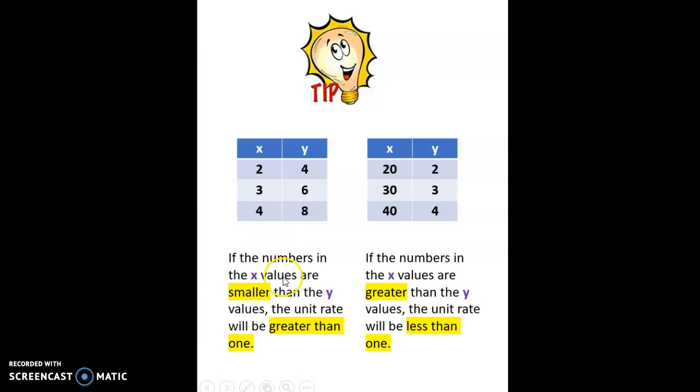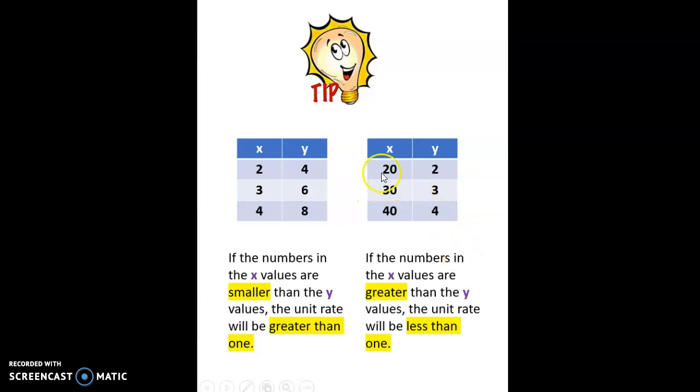If the numbers in the x values are smaller than the y values, then the unit rate will be greater than 1. So let's see what that means. If the x numbers are smaller than the y numbers, then the unit rate, our third column, is going to be greater than 1. So let's see. How would I get from 2 to 4 or from 3 to 6? That's right, you would just multiply by 2. So our unit rate is 2, which would be greater than 1.